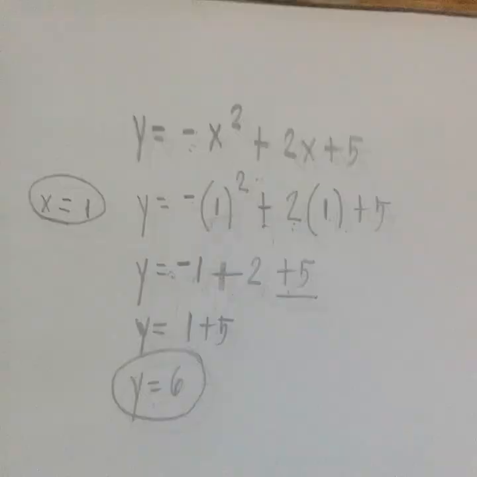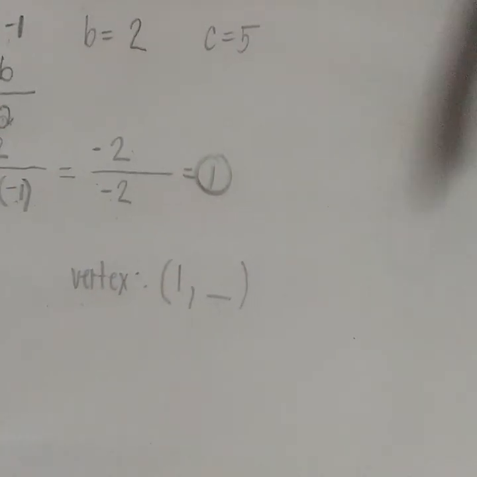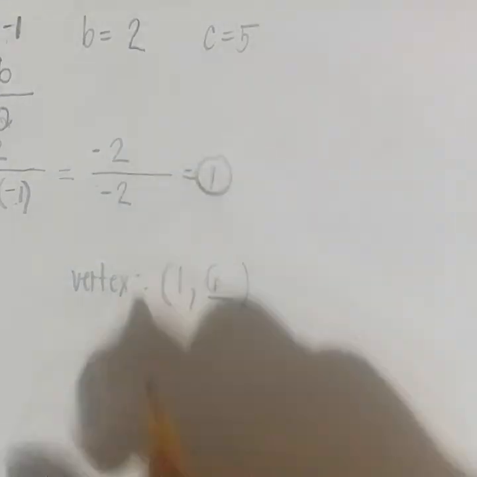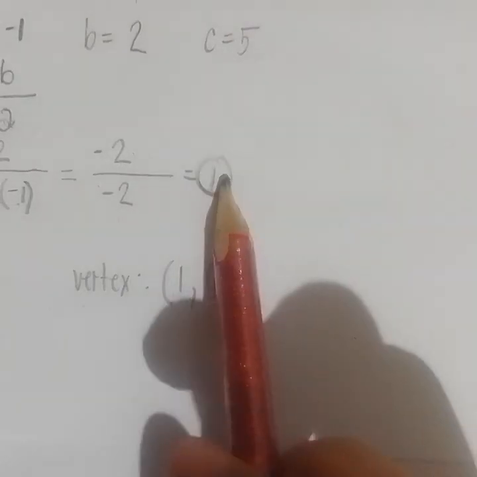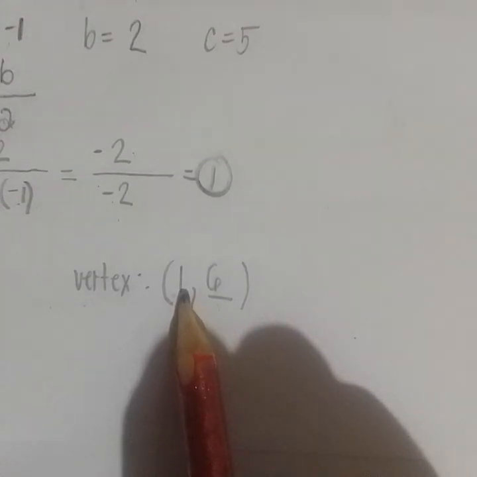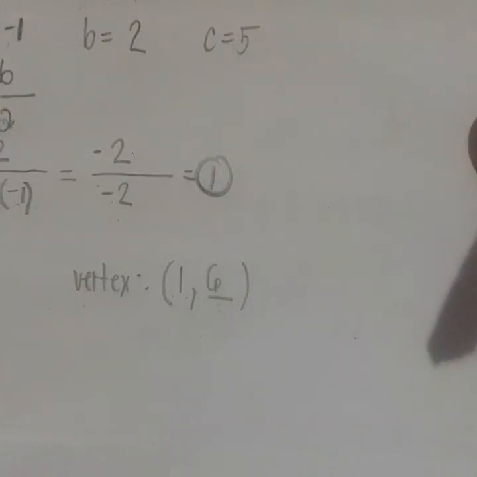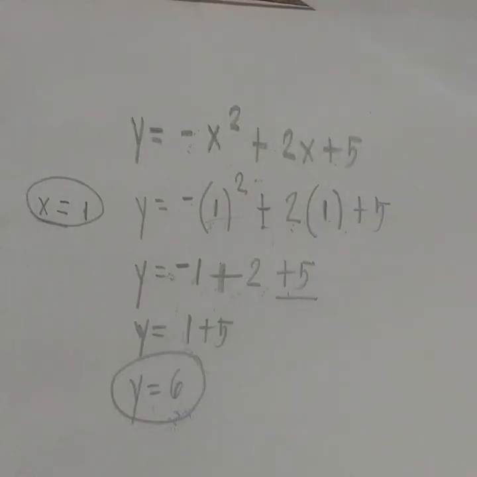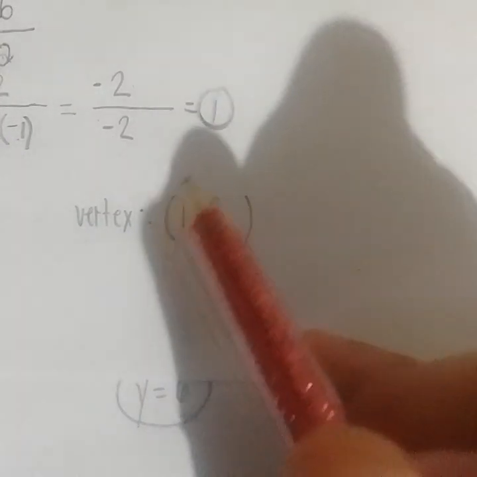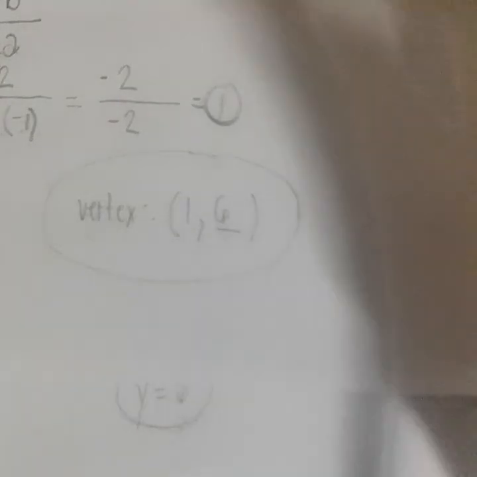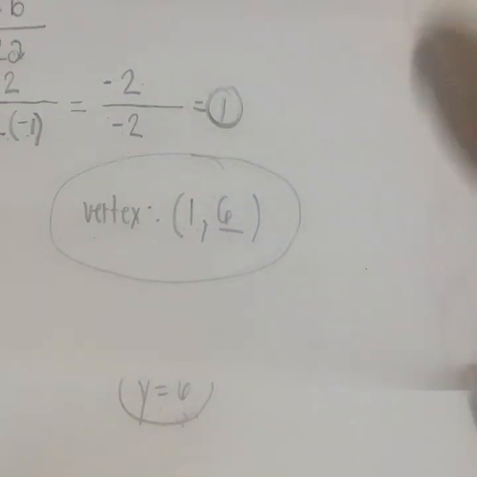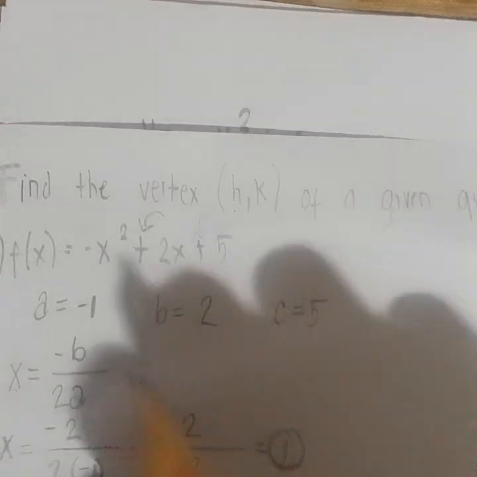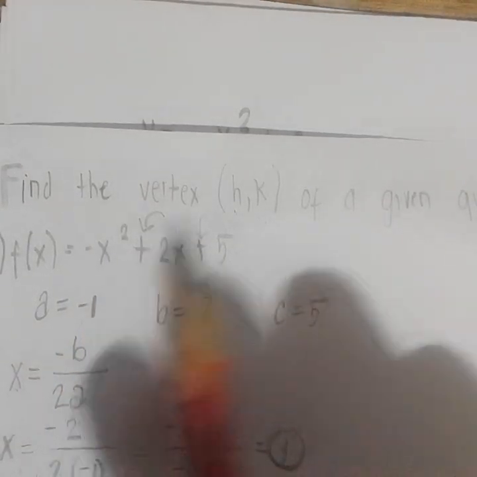So the value of y is equal to 6, or the y coordinate of our vertex is 6. That is the value of k. The value of x, or the x coordinate, is 1. So you will put your 1 as your h. Next, the y coordinate is positive 6, or the value of y. So you will write 6 as your value of k. So here is your vertex, (1, 6), the vertex of the given quadratic function f of x is equal to negative x squared plus 2x plus 5.